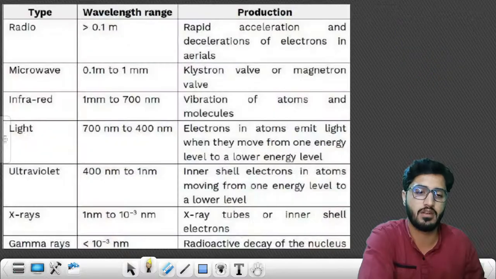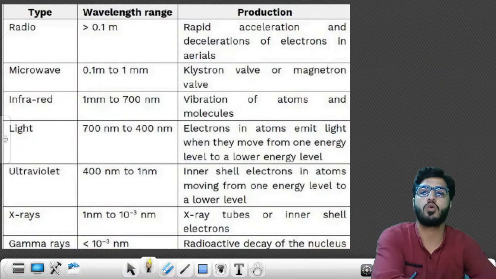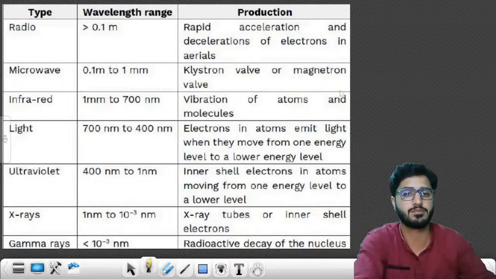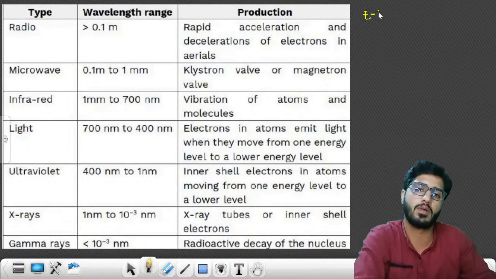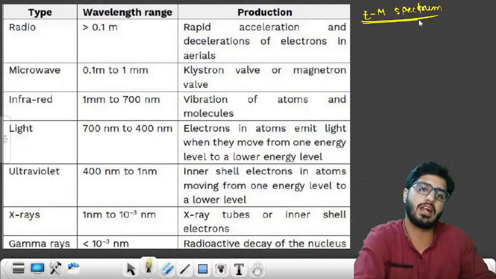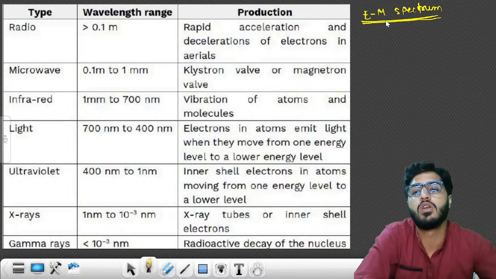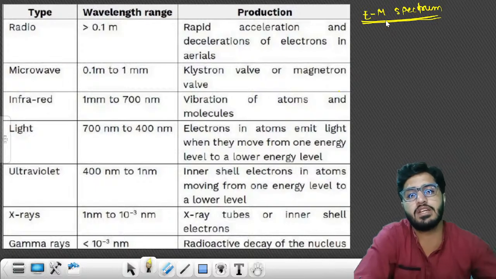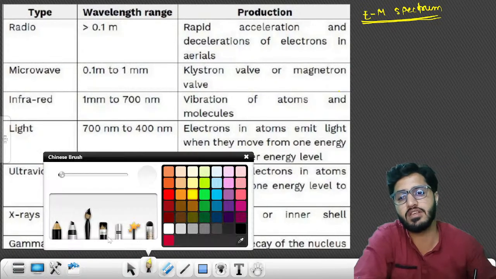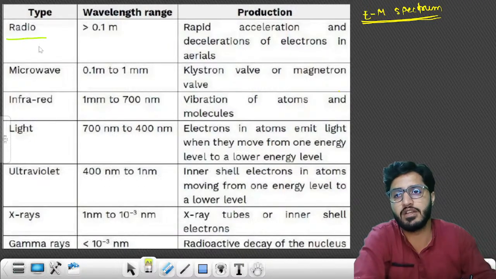Okay. Next part is my electromagnetic spectrum. That means we are dividing the electromagnetic wave into a lot of different categories based on their usage, right? So the first category that you can see here is radio wave.